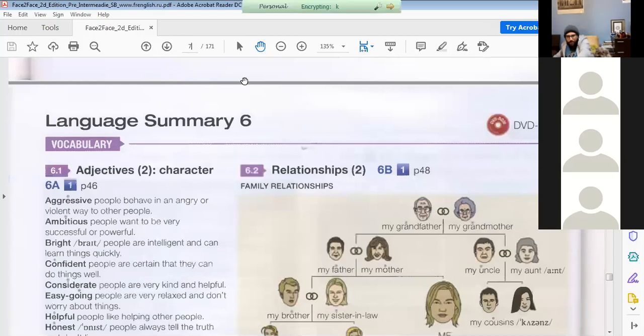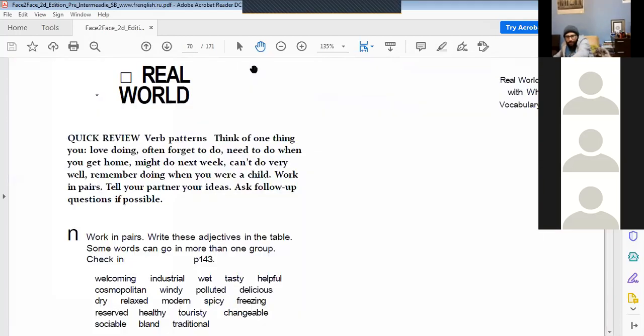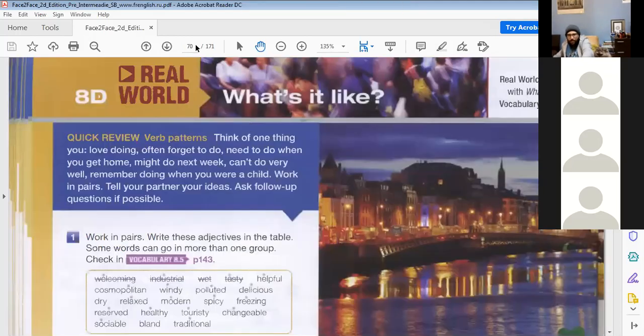So this means we can go back. What page is it? Yeah, it doesn't.